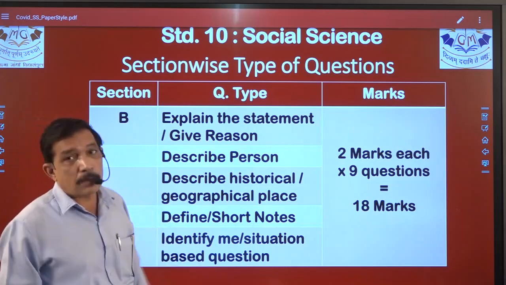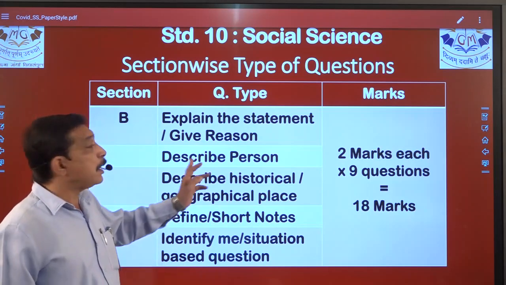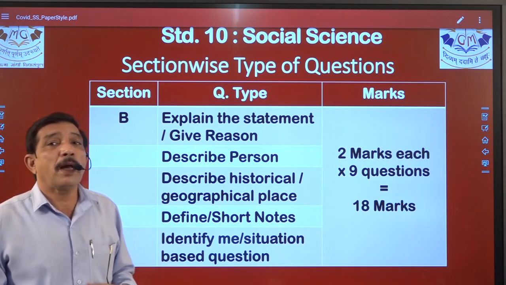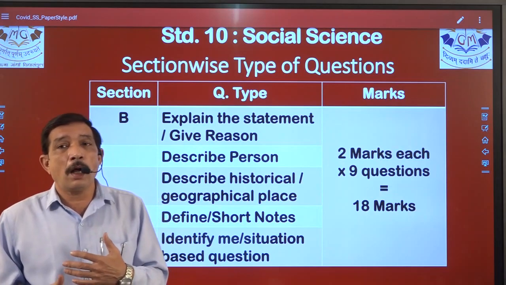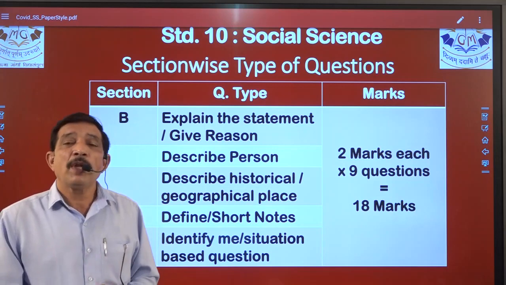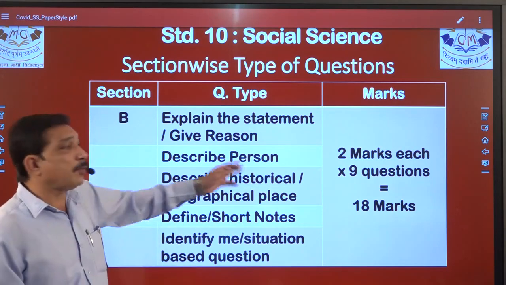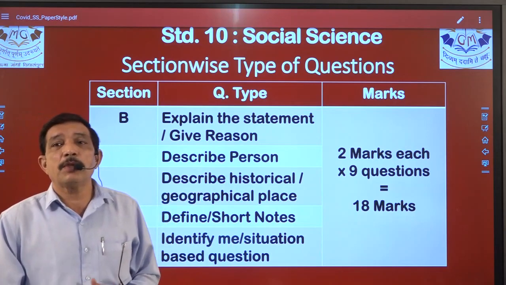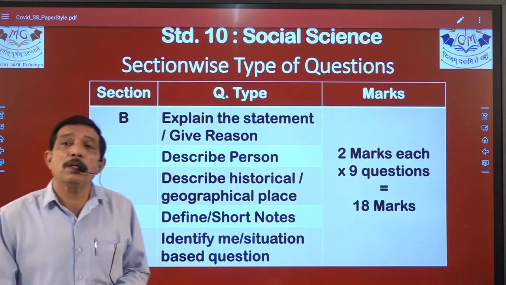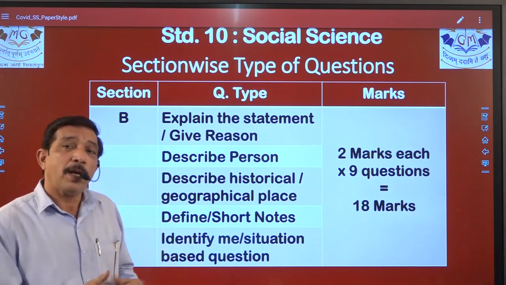Explain the statement given below, or give reason. That can be one of the types. Describe a person. For example, we have Bhaskaracharya, Maharshi in chapter number 5. Right, we have lots of personalities over there where we have to describe the person and the achievement of that person, or what notable things he has contributed for the progress of India, and we consider that heritage of India, right?